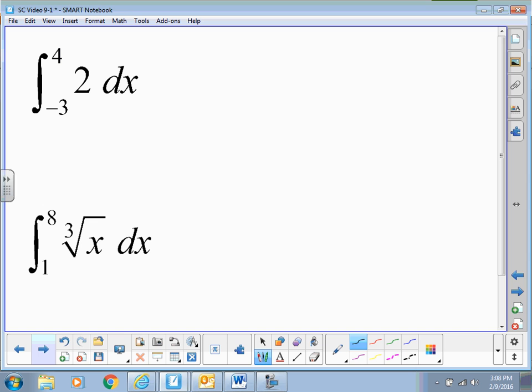Our antiderivative of 2 would just be 2x, and we're going to evaluate it from -3 to 4. So we will get 2 times 4 minus 2 times -3, which will give us 8 plus 6, which will give us 14.